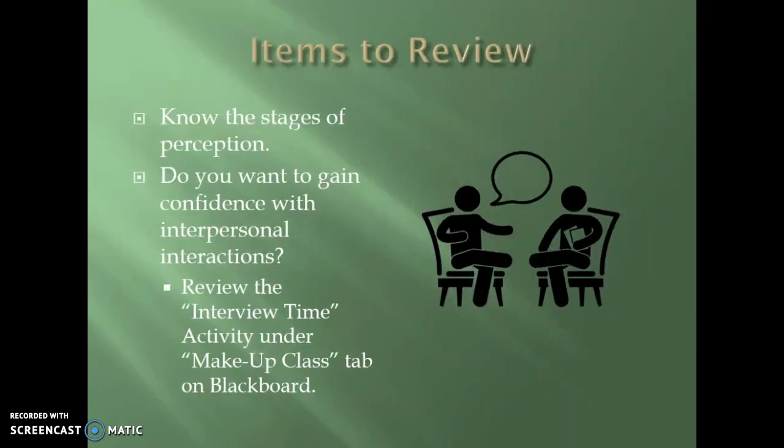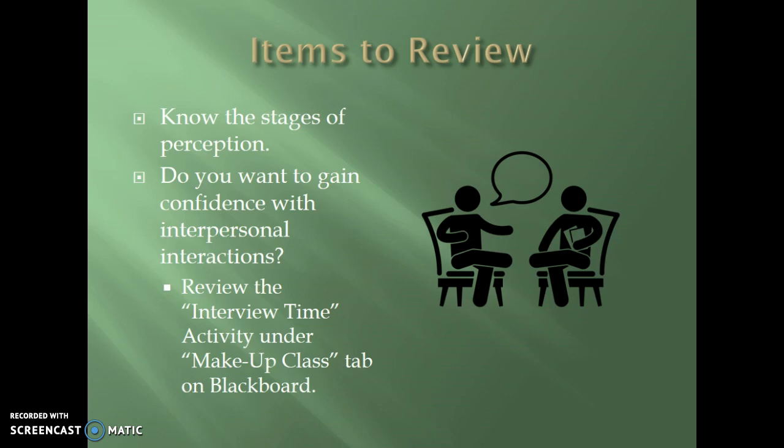Final items to review. Please remember to know the stages of perception. Understand the stages of perception, so review that in Chapter 2. Additionally, remind yourself about the social construction of self and presenting the different aspects of your self-concept based on the situation and people.